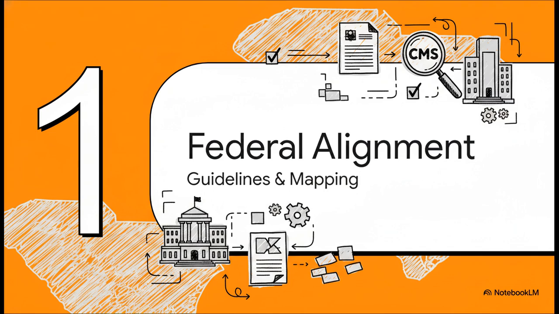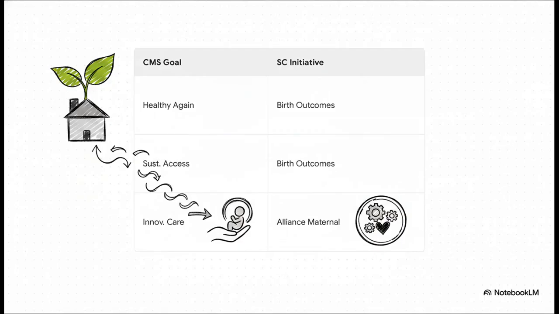Starting with Section 1, Federal Guidelines and Alignment. To meet CMS goals like Make Rural America Healthy Again and Sustainable Access, South Carolina isn't building a theoretical framework from scratch. Instead, the state is taking established programs and mapping them directly to the federal mandate. For example, they're utilizing existing state models like the Birth Outcomes Initiative and the Alliance for Innovation on Maternal Health to secure and deploy this federal funding.